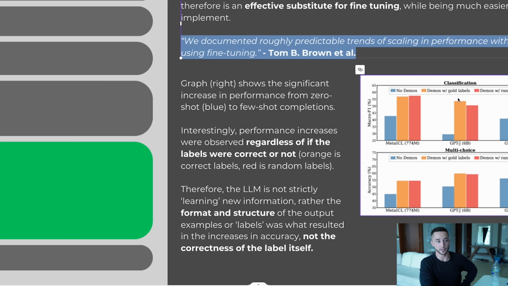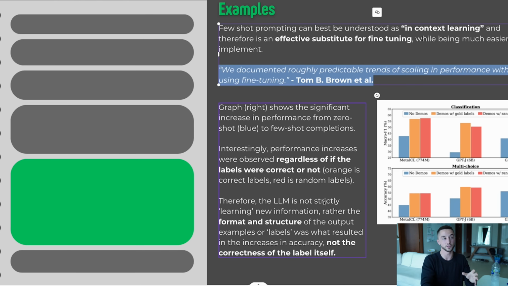But interestingly, the gold labels here, these orange bars, refer to the tests done where the labels were correct. So maybe if the email classification was, here's the email, here's the classification, and we gave it correct examples, the performance increase within the study was shown regardless of whether those labels were correct. So this tells us something interesting: the LLM is not strictly learning new information. By giving it few-shot examples that have the correct labels, it's not necessarily learning that information. It's actually just learning from the format and structure, and that helps to increase the accuracy of the outputs overall. The accuracy of the label itself does not appear to matter too much on the overall performance.